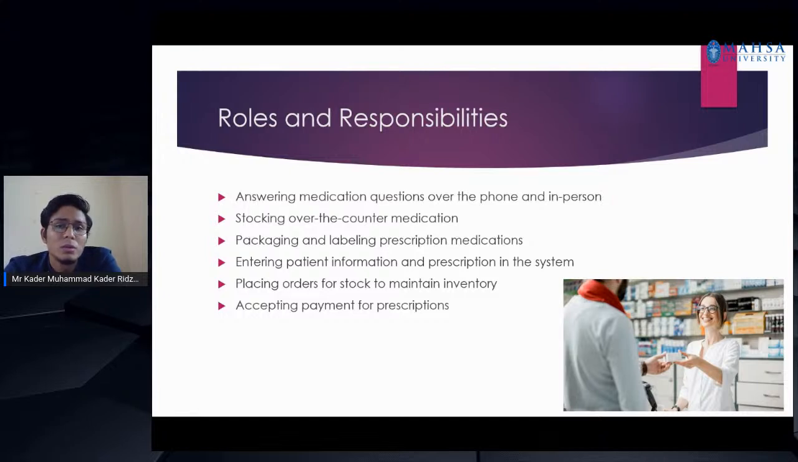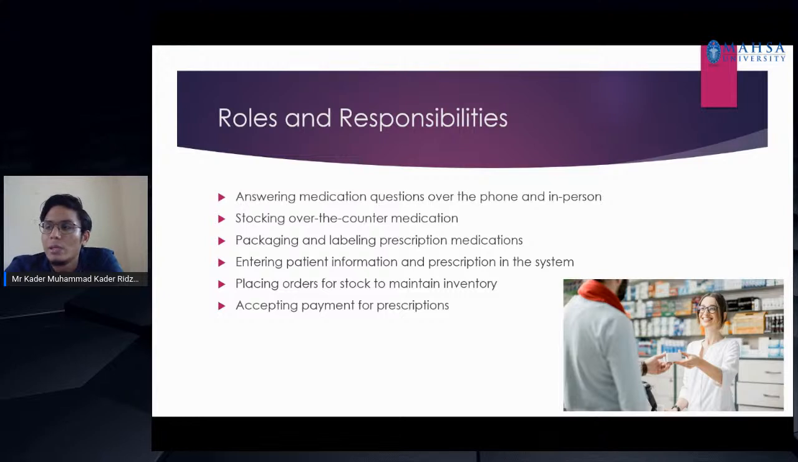So over-the-counter, what does it mean? Over-the-counter medications are those that you can get from the gondola around the pharmacy. For example, your Panadol, your patch, maybe your shampoo. All of those are placed on the gondola.